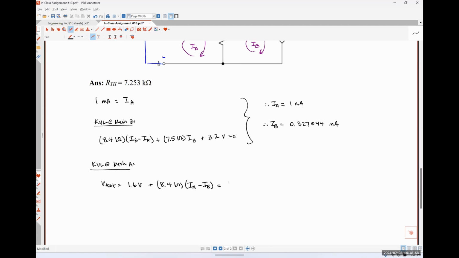And I get 7.2528 and some change volts. And from this, R Thevenin is 7.2528. So let's just call that 7.253 volts divided by 1 milliamp comes out to be 7.253 kiloohms, exactly what we were expecting.